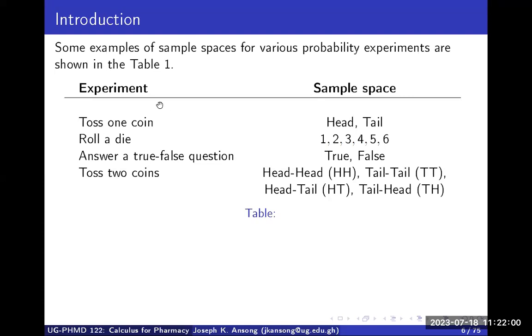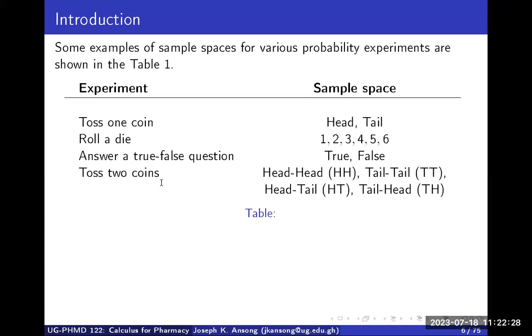So if you toss a coin once, the sample space will be head or tail. So there are basically two elements in the sample space, head and then tail. If you roll a die, the elements in the sample space will be these numbers, right? 1, 2, 3, 4, 5, and 6. If you answer a true or false question, the sample space will be true or false.